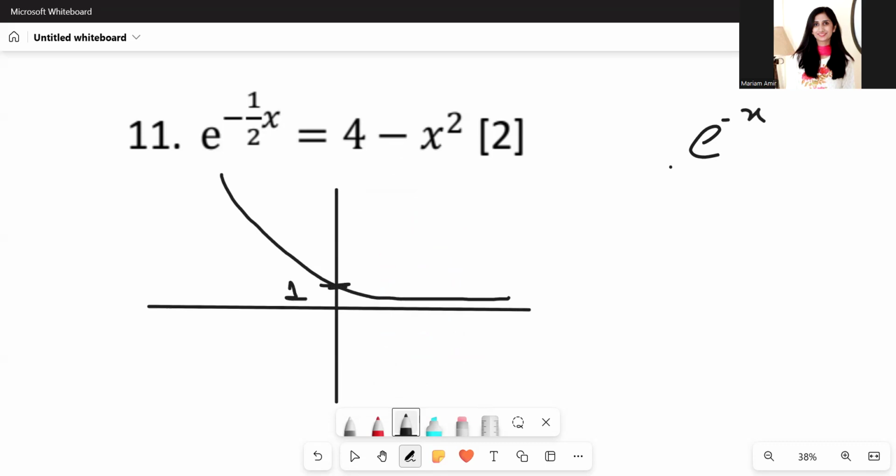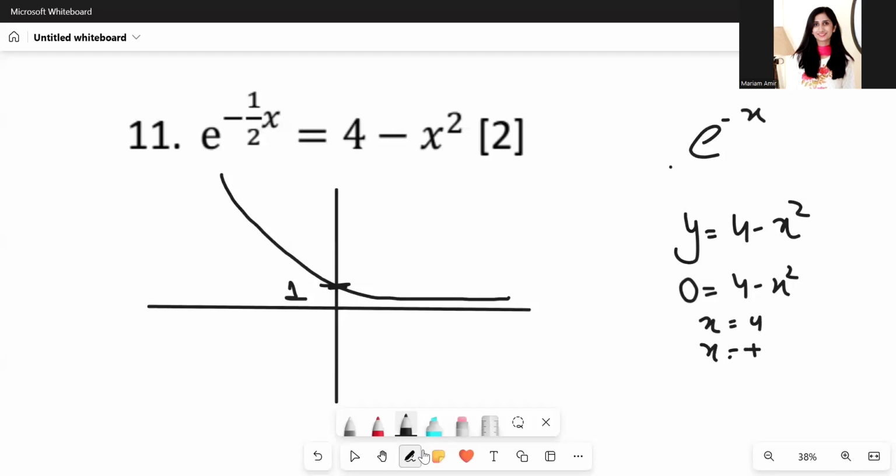Okay. Now we need the graph for y equals 4 minus x squared. To find the x-intercept, I'm making y 0. So I get x squared equals 4, so x equals plus minus 2. And since it's negative x squared, that means it's an upside down U like this. So if I have negative 2 here and 2 here, we'll have a very symmetrical graph, something like this.